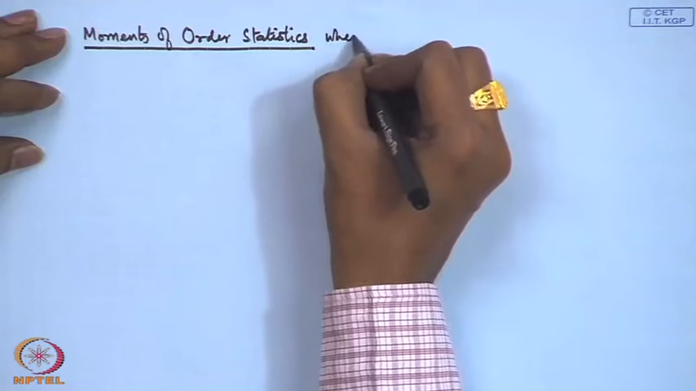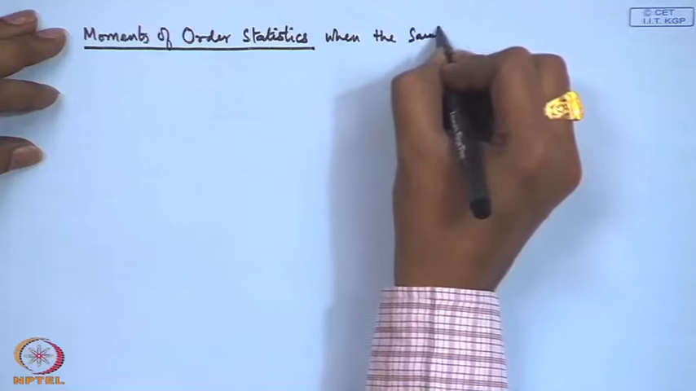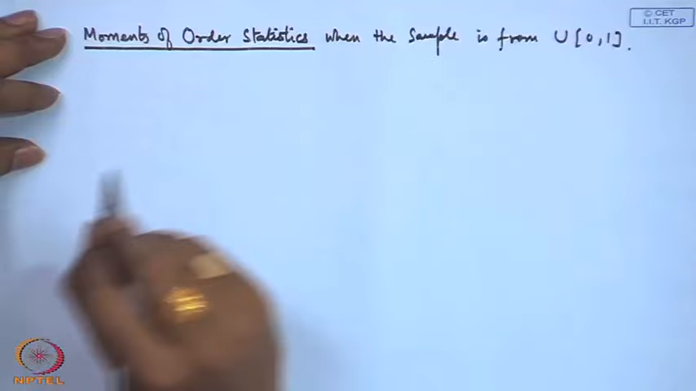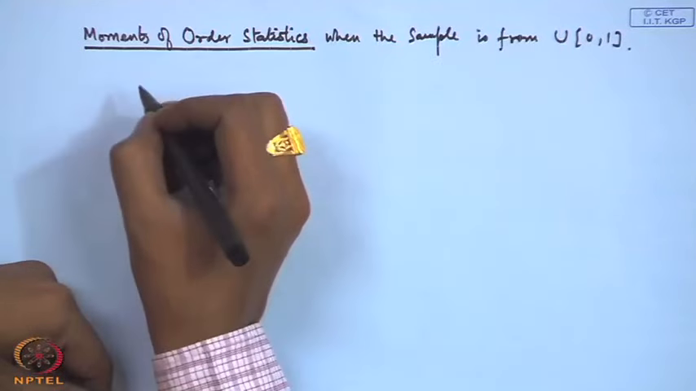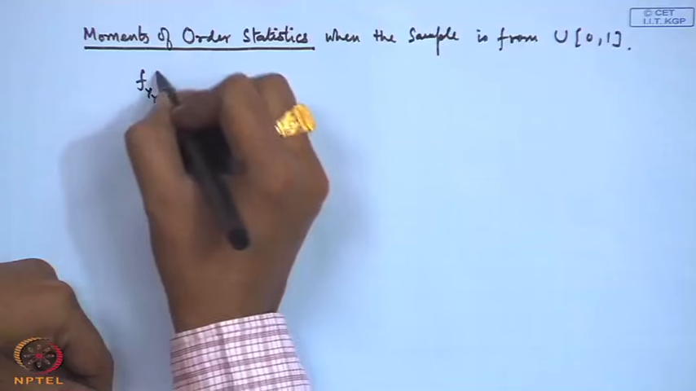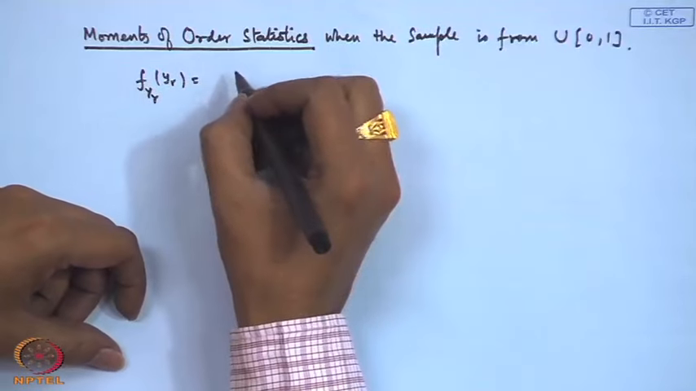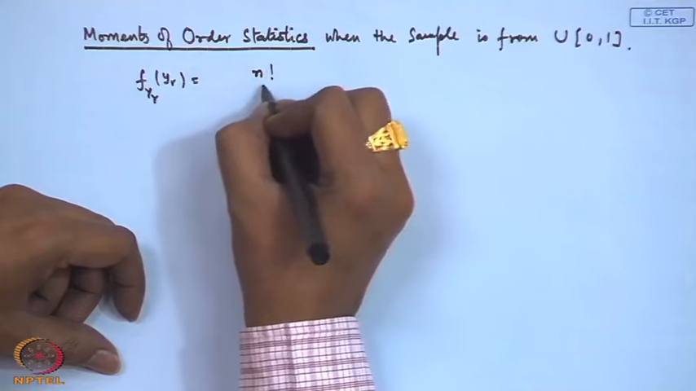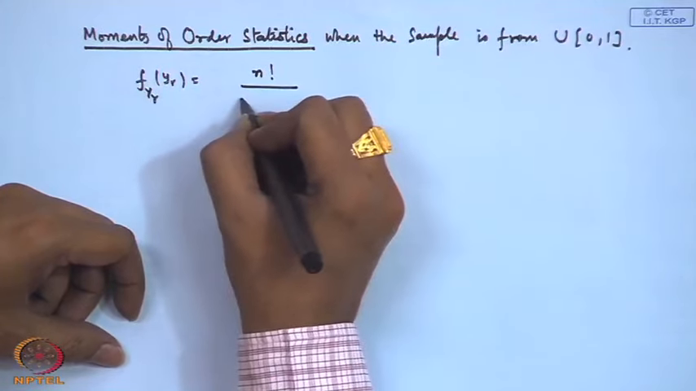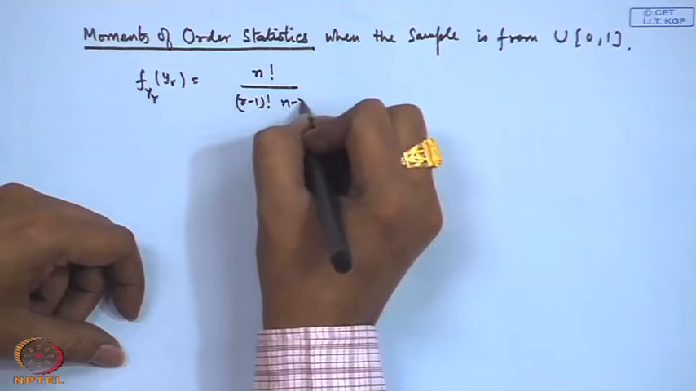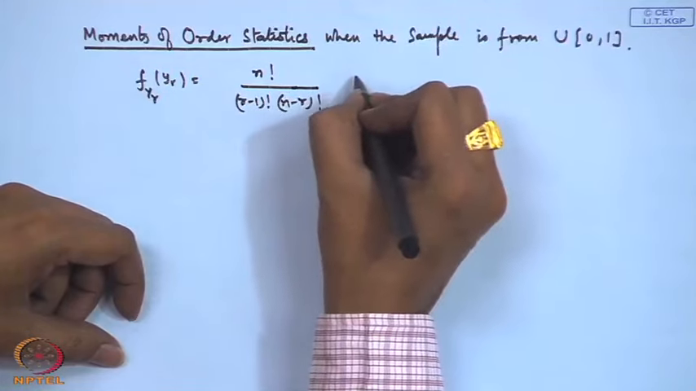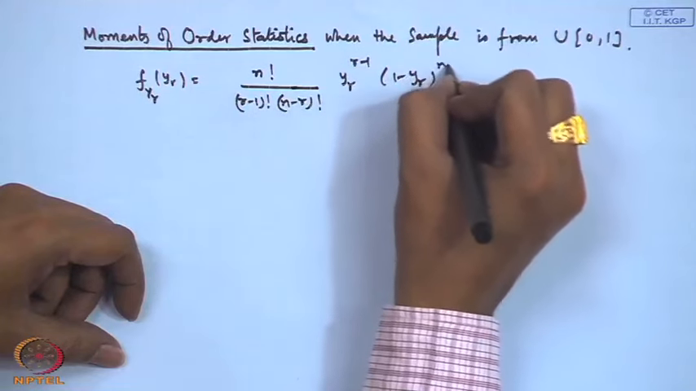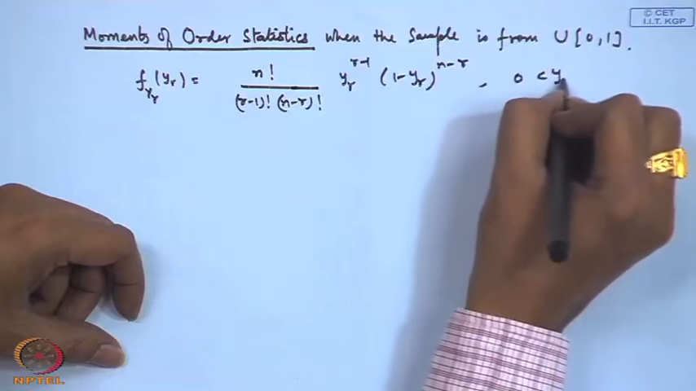So, let us consider when the sample is from, say, uniform(0, 1). In this case, f of y r, that is the rth order statistic, was given by n factorial divided by (r minus 1) factorial (n minus r) factorial, y r to the power r minus 1, into (1 minus y r) to the power n minus r, for 0 less than y r less than 1.